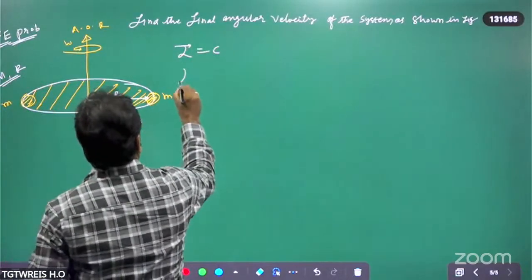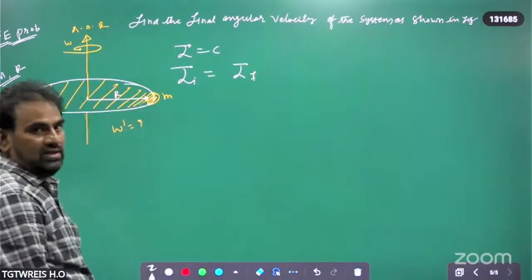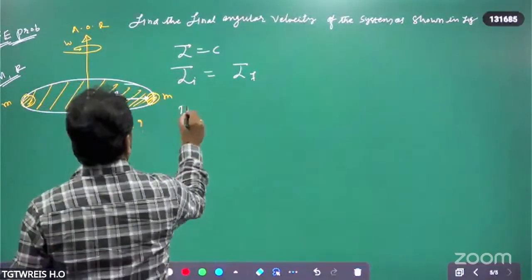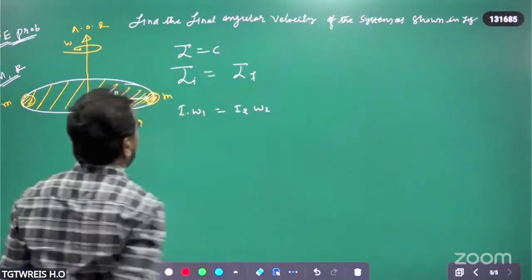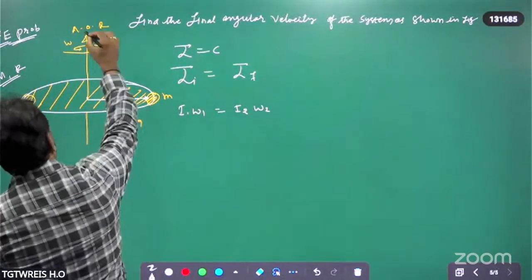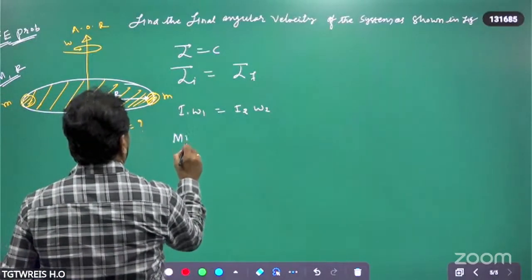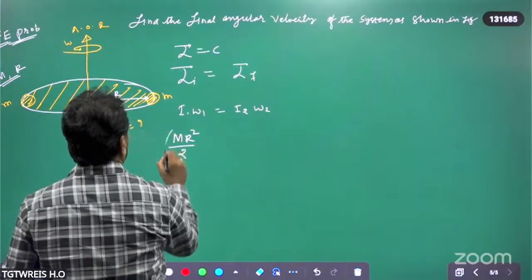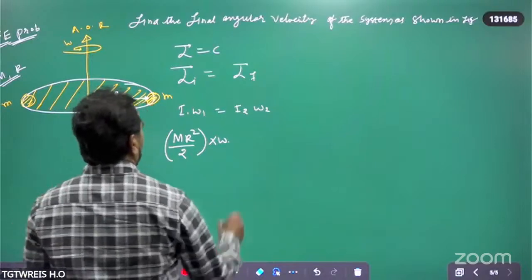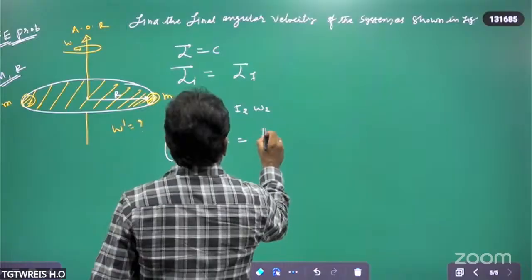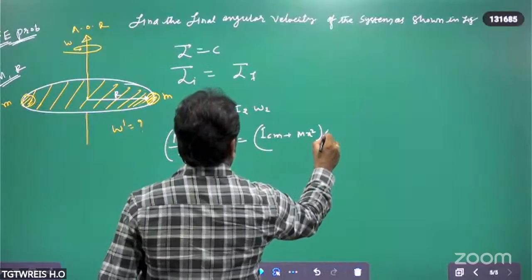Initial angular momentum is equal to final angular momentum. Initial angular momentum is I1 omega 1, which equals the final angular momentum I2 omega 2. I1 is the moment of inertia of the disk about the axis of rotation, which is Mr square by 2, into omega 1, the given omega. I2 is I_CM plus m x square, or m d square, into omega 2.